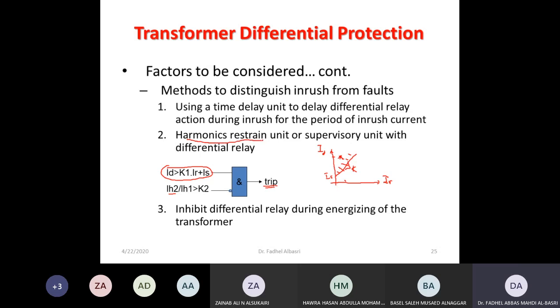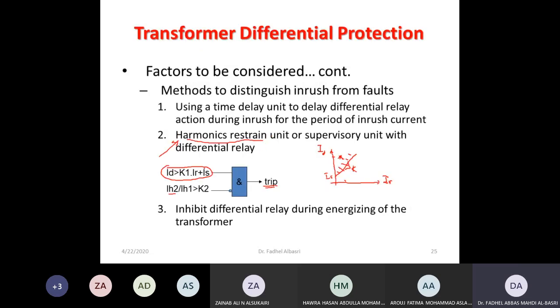This is how I would block the operation. I will overcome the problem of false operation from inrush currents during starting of a transformer. So we use something called harmonic restraint. Sometimes, in addition to KIR, they will also add a factor times harmonic. So there are so many variations. This is a big topic. Some of you can also look at it and present it: the types of restraint and differential protections.